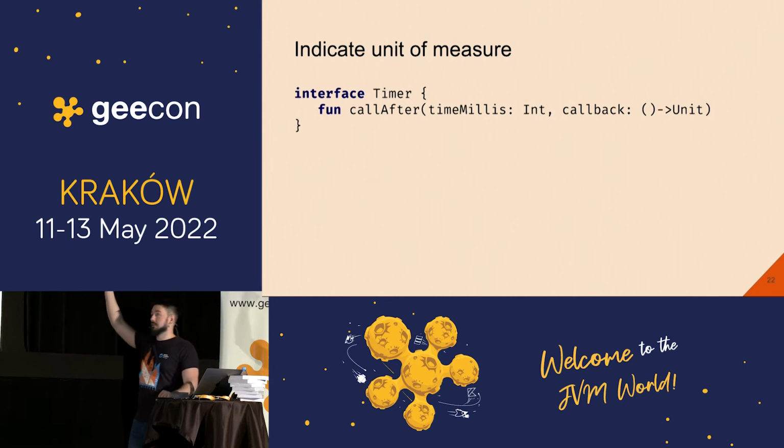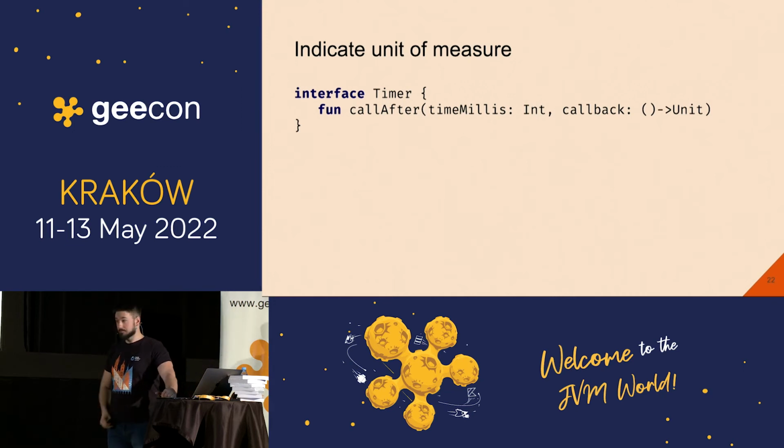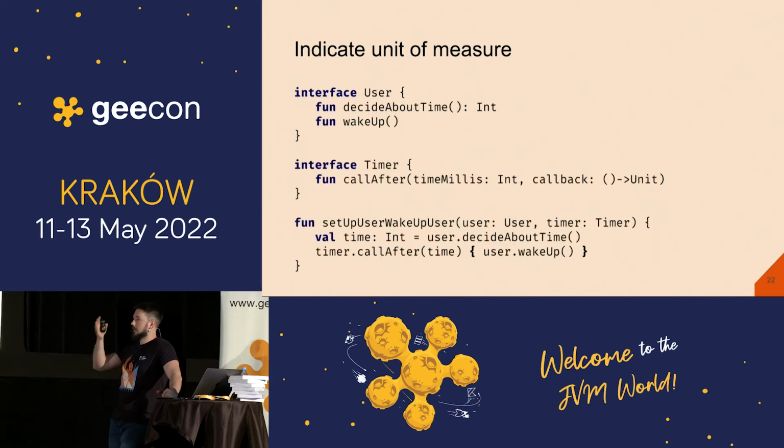Also notice it's not very helpful for the result type. If you have a result type, like a decision about time, what is this time? Let's say it's minutes. It's not indicated in any way. We use minutes as milliseconds, kaboom, you know? We crashed another millions of dollars.